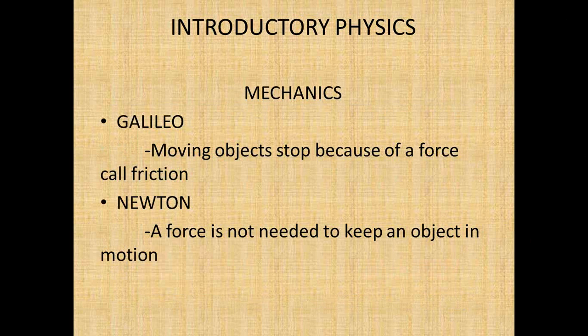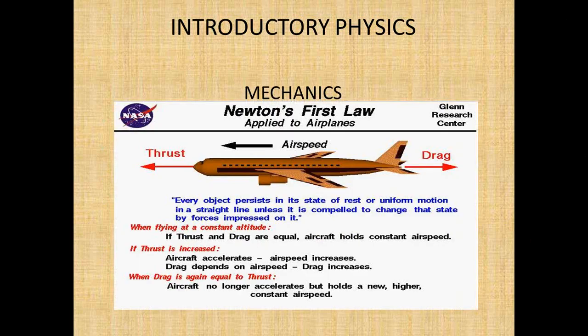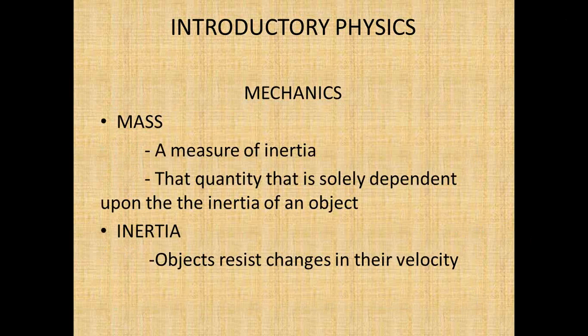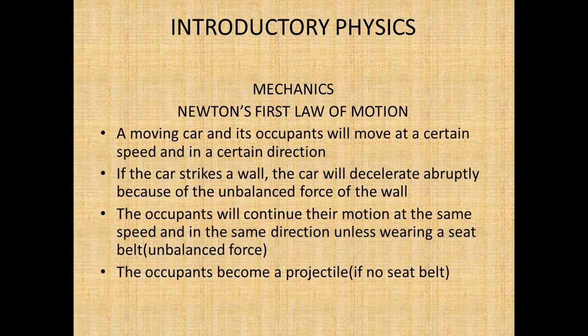And he said that a force is not needed to keep an object in motion. Newton said that. So Newton says that a force is not needed to keep an object in motion if you can eliminate friction. If you eliminate friction, the object will move in the same direction, same speed. Okay. So when we say mass, again, mass is a measure of the inertia, the resistance to change in motion. They're sort of interchangeable property of an object. All right.